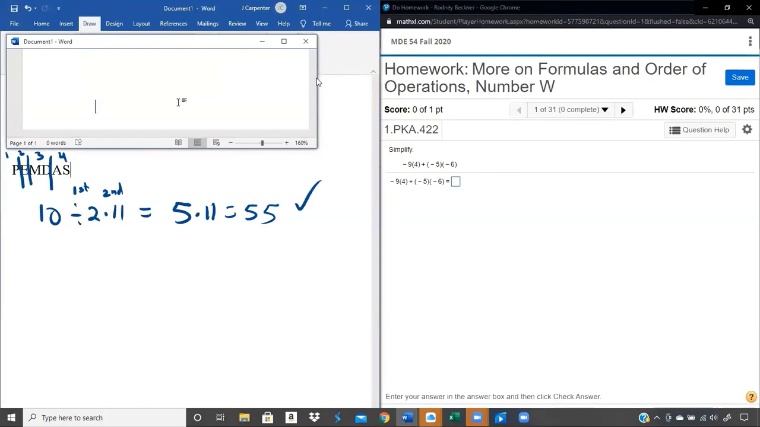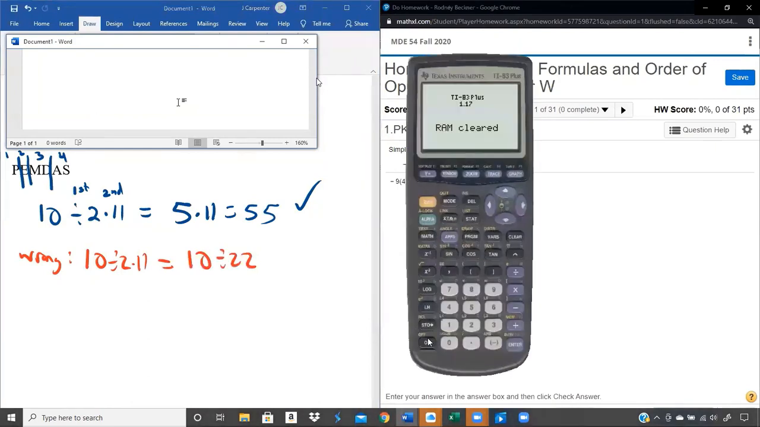If you did it the wrong way, 10 divided by 2 times 11, you would say 2 times 11 is 22. And you do 10 divided by 22, and 10 divided by 22 is going to be a really ugly number if you pull out a calculator for that. I have one. You could take the time to do the long division, but that's not the point of this course. 0.454545.